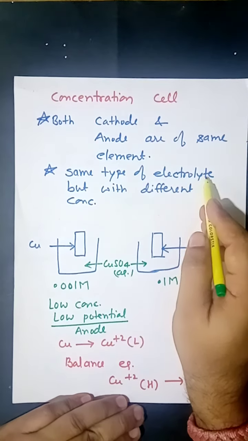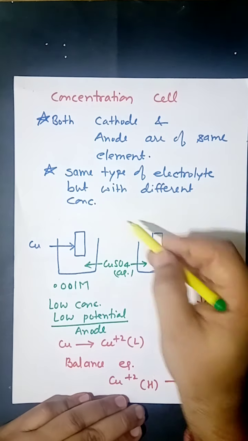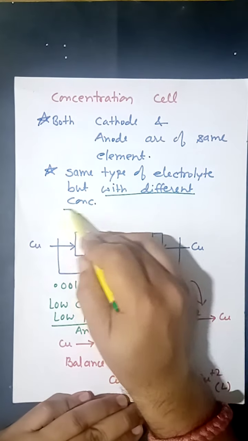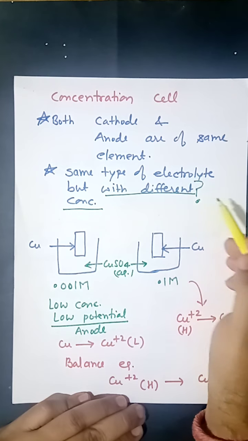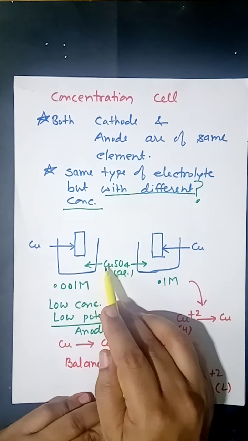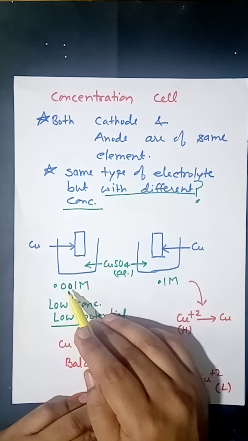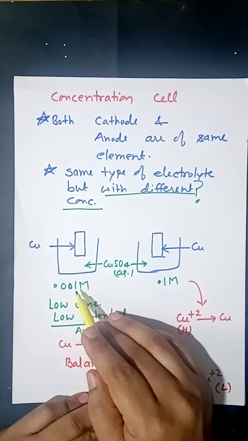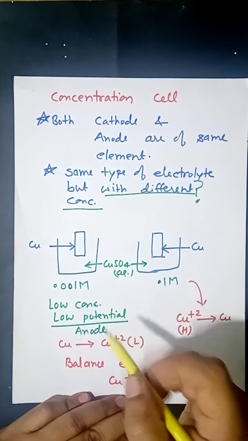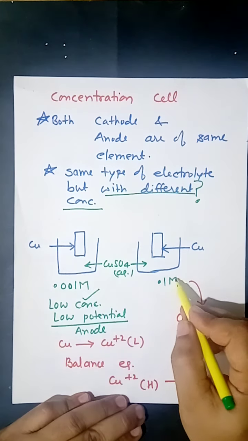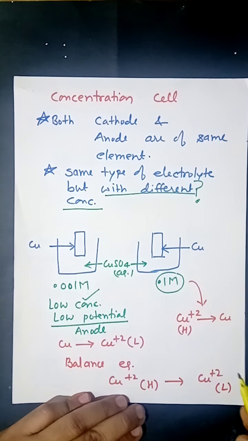So the same type of elements are used here, the same type of electrolytes can be used, but the concentration of electrolyte is different. This is very important for us. The concentration of electrolyte will be different. We may have the same electrolyte, like here aqueous copper sulfate. Here concentration is 0.001 and here the concentration is 0.1. So on one side we have used low concentration, on the other side comparatively high concentration.